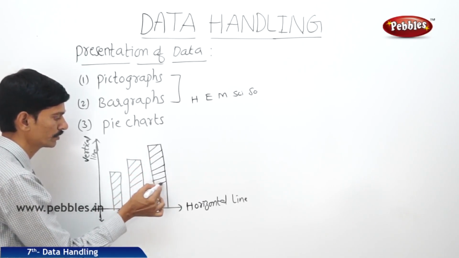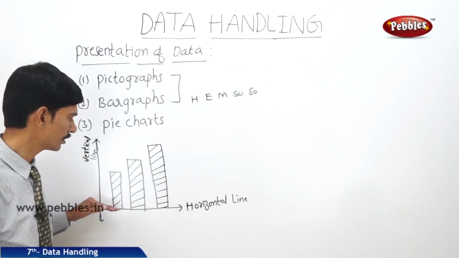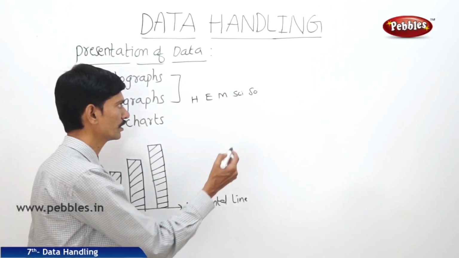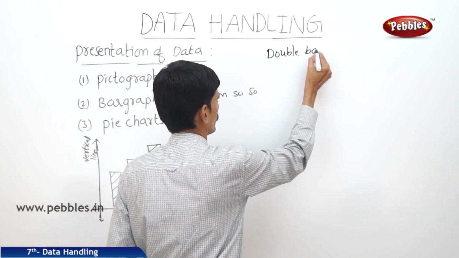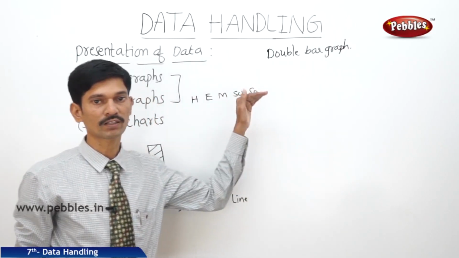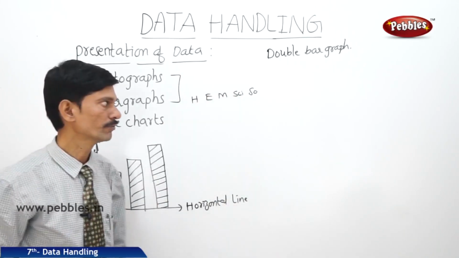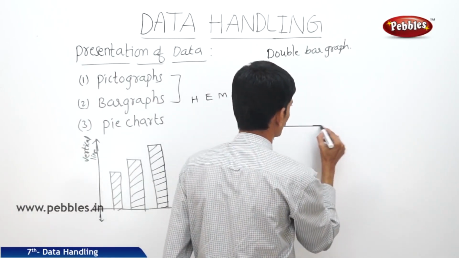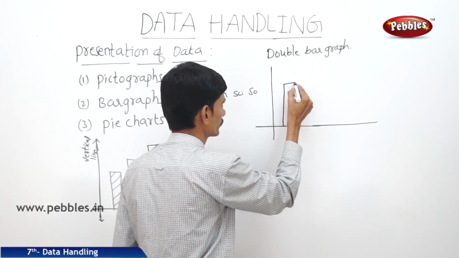Here the two important points are that all the bars are of uniform width and there is equal spacing between any two consecutive bars. Now we can draw even the double bar graph. If you want to compare the marks of a student in different subjects from FA1 to FA2, then we use a double bar graph. In this double bar graph we take double bars for each subject to represent.